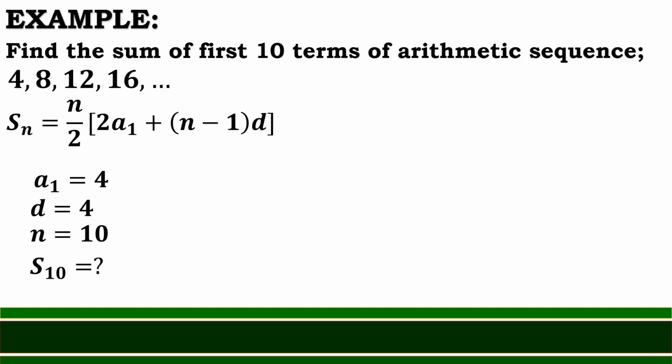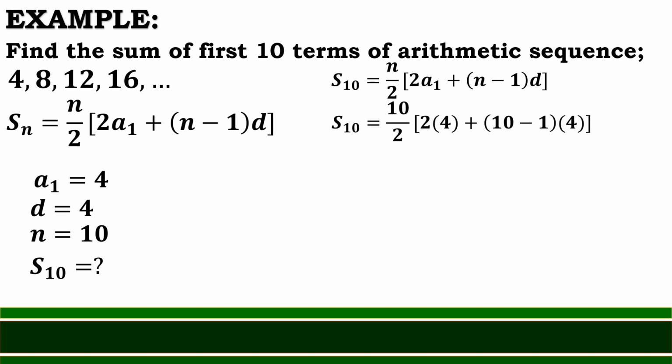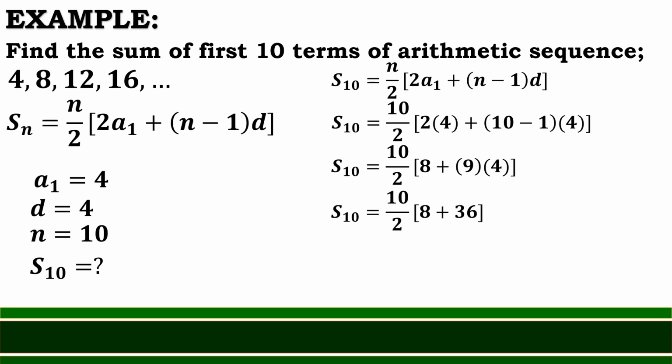Substitute po natin ngayon yung corresponding value nila. So, magkakaroon tayo ng 10 over 2 times 2 times 4 plus 10 minus 1 times 4. So, magkakaroon tayo ngayon ng 10 over 2. Then, 10 minus 1 will give you 9. 2 times 4 will give you 8. Then, we have 8 plus 9 times 4. So, 9 times 4, magkakaroon tayo ngayon ng 36. So, 10 divided by 2 times 8 plus 36.